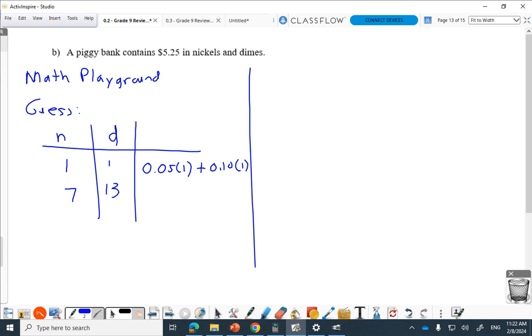But if I was going to use that and find out how much money, then I'd go 0.05 times 7 nickels, then 0.10 times 13 dimes. That's how I'd figure it out. It's not going to be right. I've got to get the right numbers here to get $5.25. So I need 0.05 times nickels. What letter would you like to use for nickels?